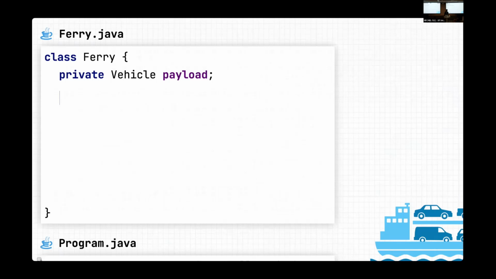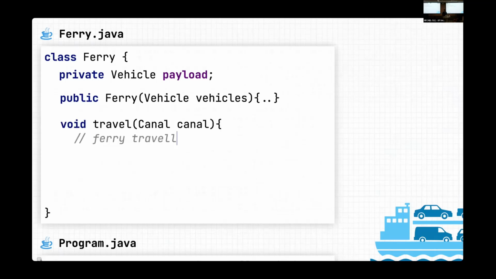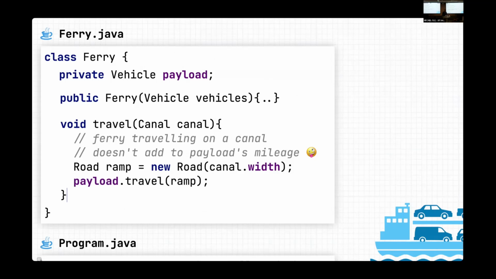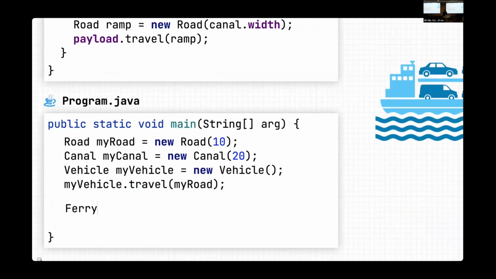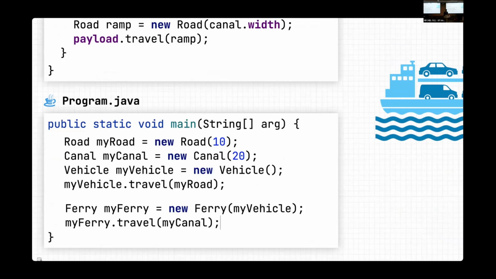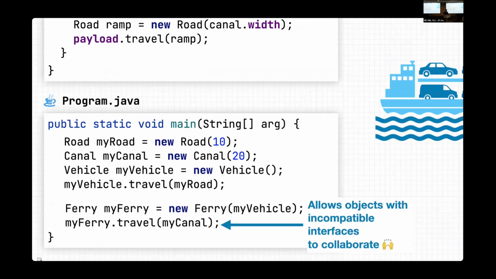In the adapter pattern, I'll keep a reference to the thing I want to adapt, in this case, the vehicle. And when you construct the adapter, I'm going to pass a reference of that. When you ask the ferry to travel, what it'll do is create an imaginary road and ask the vehicle to travel over the imaginary road. All right, so on the use side, what we're going to do is create a ferry. I'm going to create my adapter, and then finally ask my adapter to travel over the canal. So with that, we've successfully allowed these 2 incompatible interfaces to talk together.